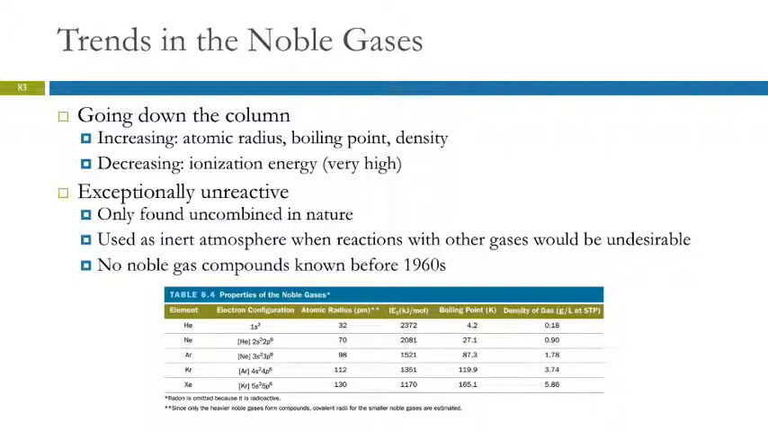Noble gases are often used as an inert atmosphere. So if you have something that is going to react with oxygen or nitrogen or carbon dioxide in air, you can keep it from reacting by filling the container with a noble gas, getting rid of the air, because nothing's going to react with a noble gas.